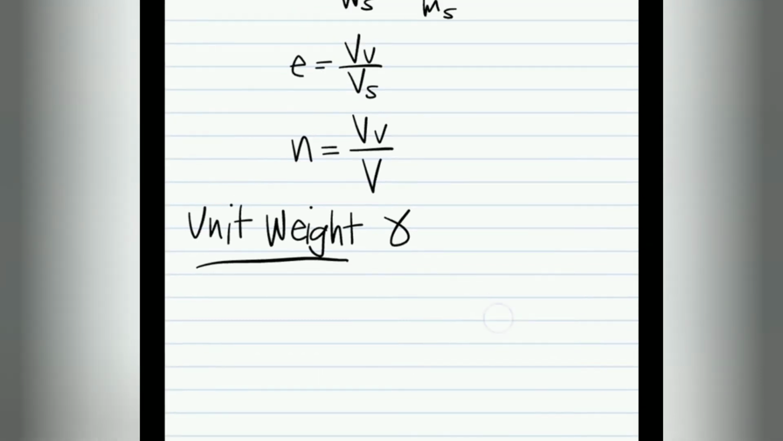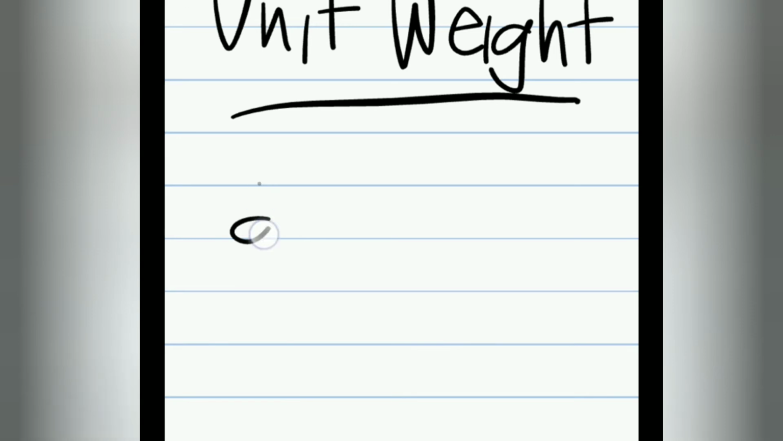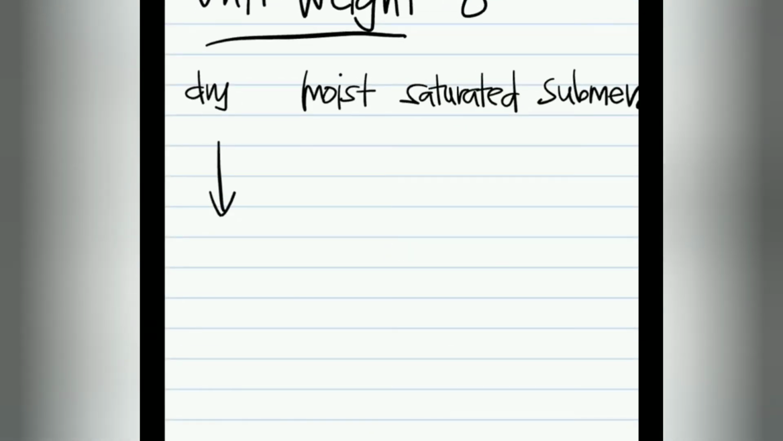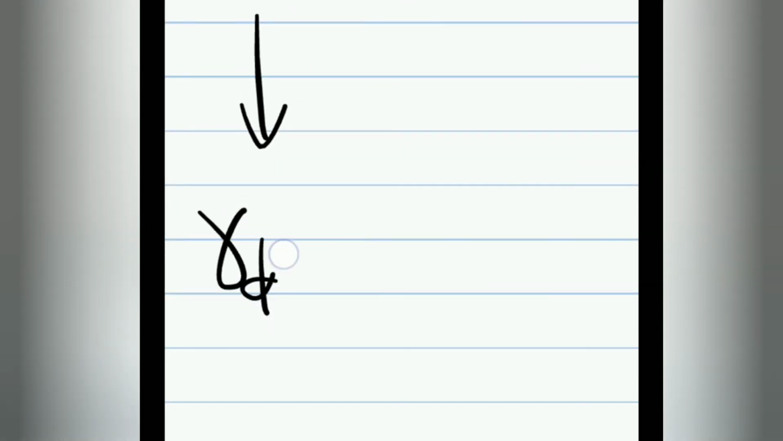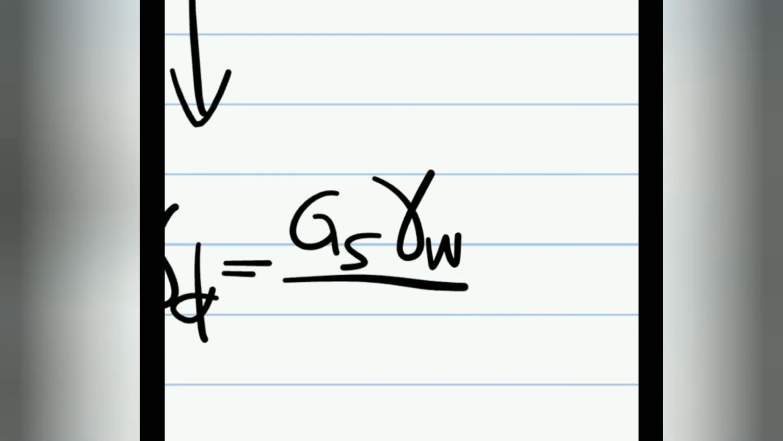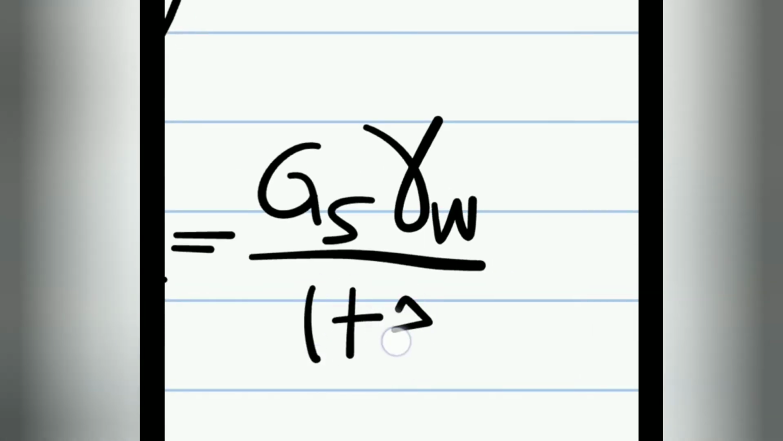We have again different conditions. We have dry. For the formula for unit weight for dry, you have gamma D equals GS, the specific gravity, times the unit weight of water, all over 1 plus E.